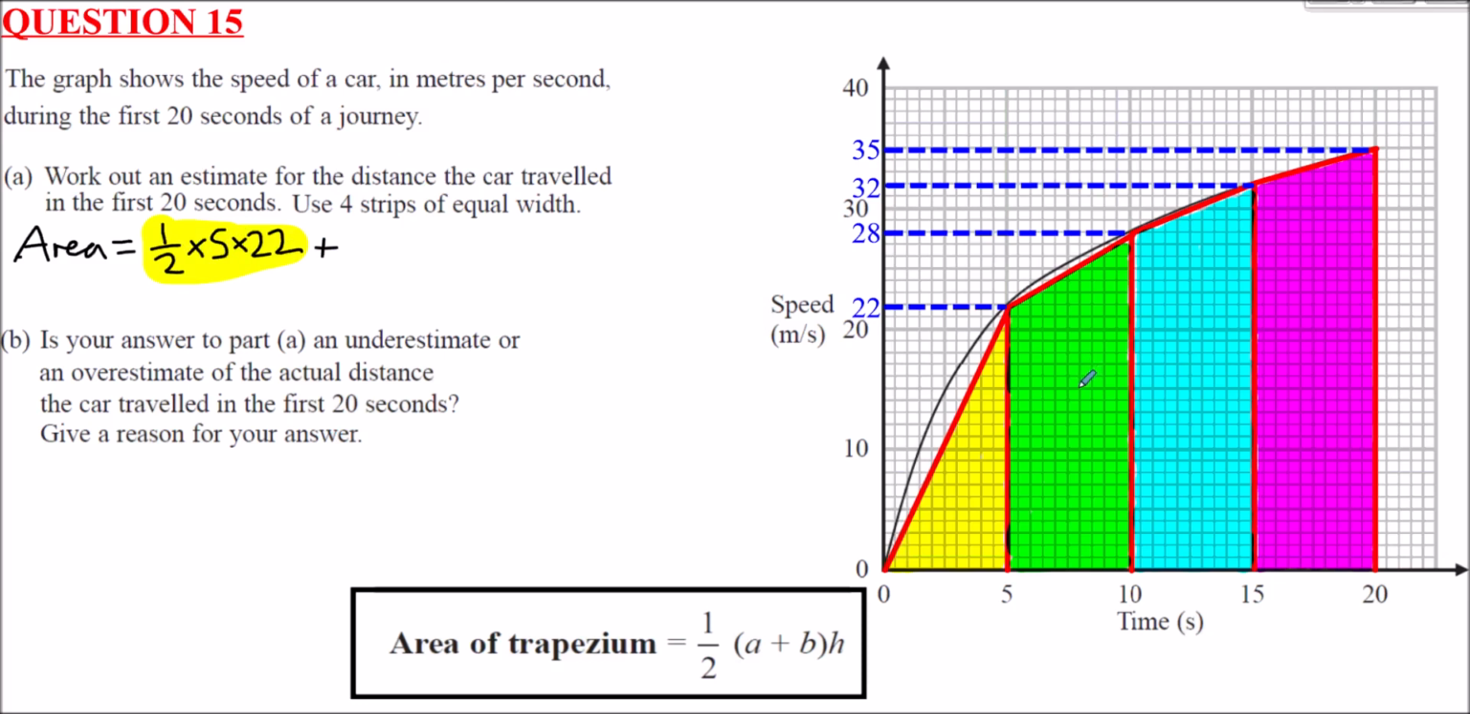Next, this one definitely is a trapezium. So what I need to do here is use this formula. So this one's going to be half. This parallel side here is 22, and that one's 28. So it's half of 22 plus 28, multiplied by the width. Now the width in each case is going to be 5. So that's the area for the green one. And keep going. Next one, half of, well, for the blue, that first side comes up to 28 and that one comes up to 32. So it's half of 28 plus 32. Again, times 5.